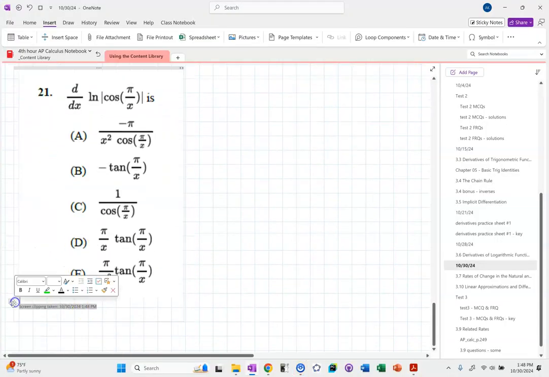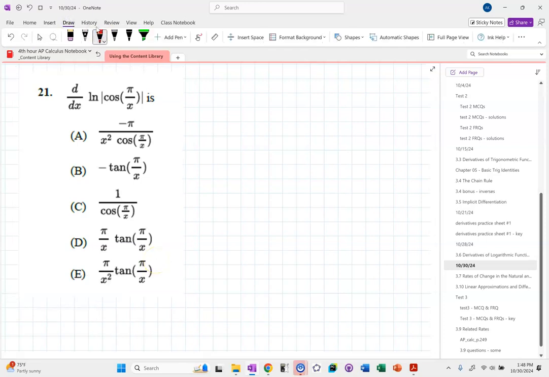All right. So again, just another derivative one. Remember from last time, both the derivative of natural log of x is 1 over x, and the derivative of natural log absolute value x is also 1 over x. So the absolute value here doesn't really do anything different. I can just kind of ignore it.